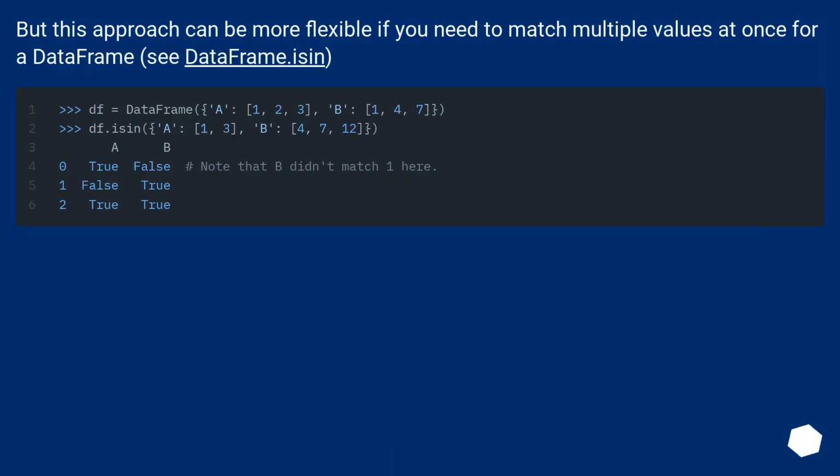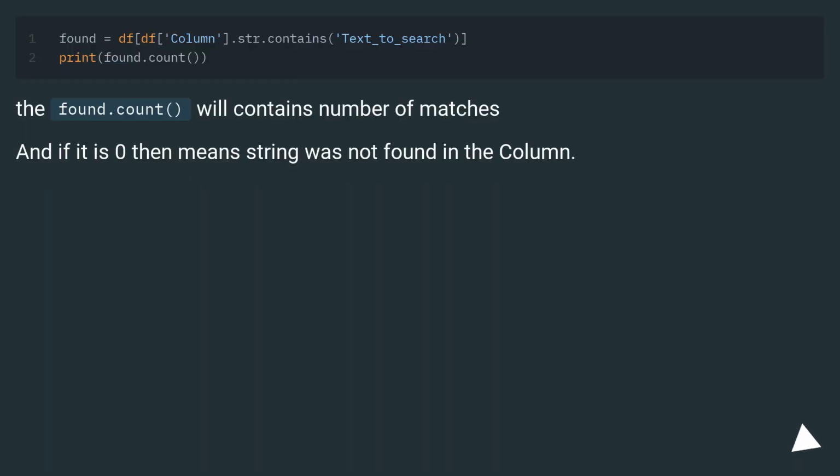But this approach can be more flexible if you need to match multiple values at once for a data frame. See DataFrame.isin. The found.count will contain the number of matches. And if it is 0, then it means the string was not found in the column.